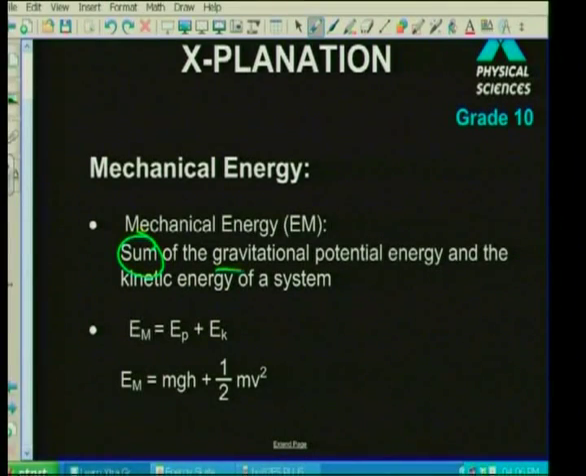Now, before the break, we've been speaking about potential, and we've spoken about kinetic. Now we're going to put them all together. Mechanical energy also has a special name. It's E_M, mechanical energy. Mechanical energy is defined as the sum, the addition, of the gravitational potential energy and the kinetic energy of a system. It's mechanical because it has to do with motion.